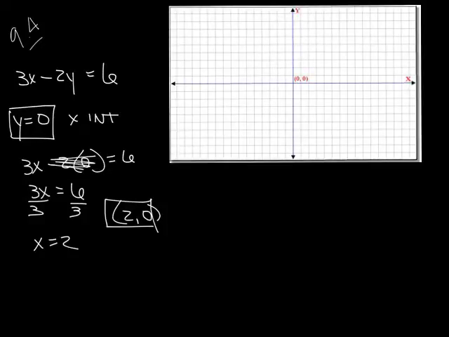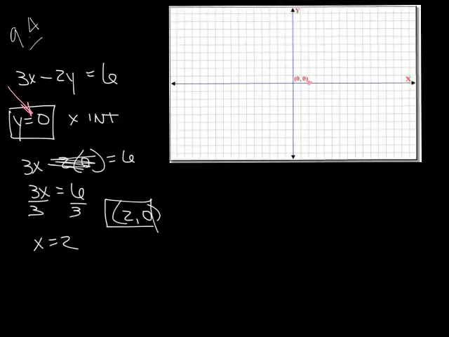That point there is where the line of this equation crosses the x-axis. So if I graph 2, 0, it gives me a point right there. That's my x-intercept, where it crosses the x-axis. So in order to find the x-intercept, you plug in 0 for y and solve for x.